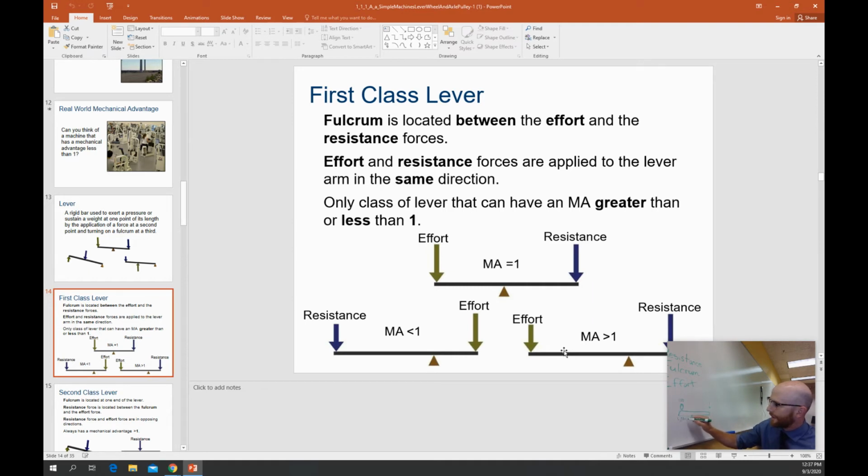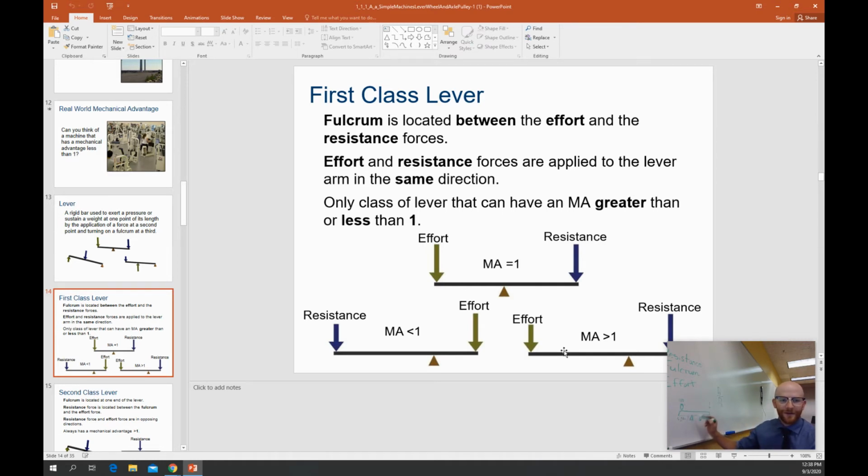this distance here was 2 feet from the resistance to the fulcrum, that would be the distance resistance, d sub r. The distance effort would be on top, dE. Numerator, denominator. Say the effort arm was 6 feet. The ideal mechanical advantage doesn't matter what the force is for the load or the resistance. You only need the distances.